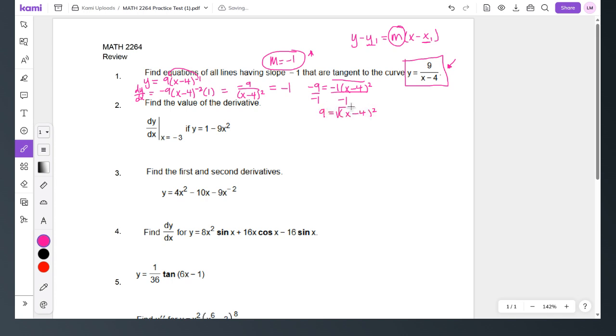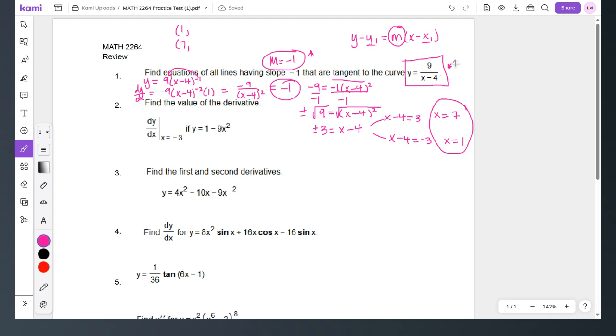Square root of both sides. So plus or minus 3 equals x minus 4. So I have two equations. I have x minus 4 equals 3, and x minus 4 equals -3. So this one x is 7, and this one x is 1. So I have the x coordinates for the points where the line is tangent to the curve with a slope of -1. So I have 1 something and 7 something.